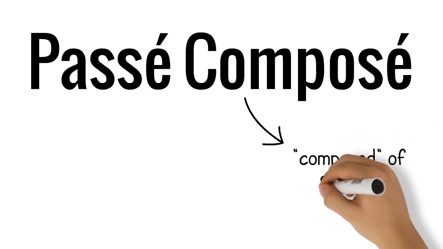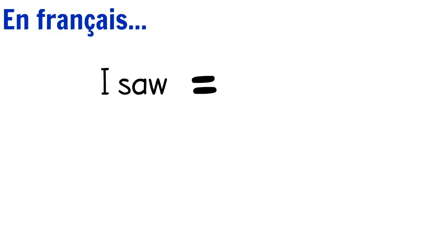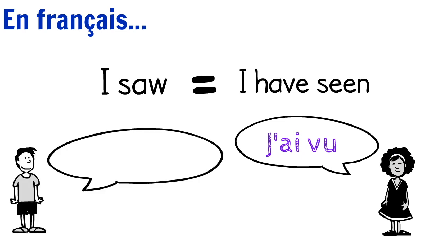So, it's time to learn the Passé Composé. I like to think of it as the compound past. It's composed of two parts, and it moves verbs into the past tense. Here we have to remember that in French, the simple past and the Passé Composé are almost interchangeable. And if you don't know what I mean, you should probably watch this short introduction video first.